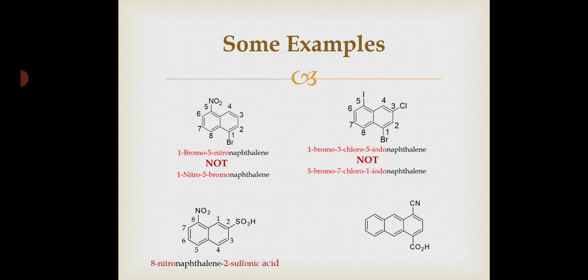Coming to the next example, look at this compound. This is an anthracene derivative having cyano or a nitrile group and a carboxylic acid group. Now these are both principal functional groups. If you see the priority table, who gets preference? Carboxylic acid group gets preference over the nitrile group. So who will get preference in numbering? Carboxylic acid group will obviously get preference in numbering, and so the numbering goes like this.